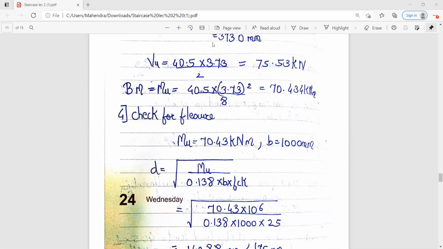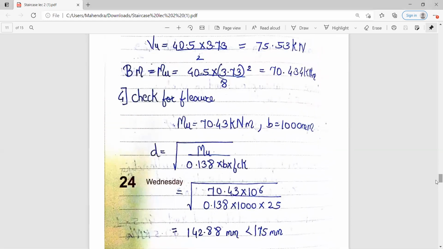So for calculation of flexure, again you are going to use the bending moment for landing and mid landing. The bending moment for landing and mid landing you got is 70.43, and again you are going to assume the value of B as 1000 mm. So D will be equal to under root of Mu upon 0.138 B into FCK. Substitute FCK as the grade of concrete is M25. FCK value is 25.